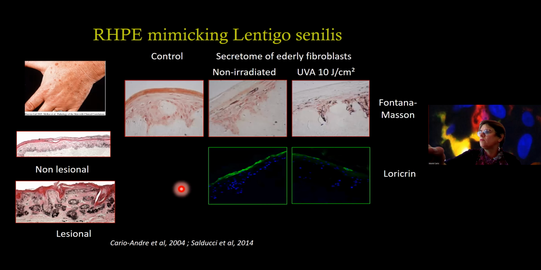And we have succeeded to reproduce this model using elderly fibroblasts we irradiated with UVA during 2 weeks. And as you can see here, after using this secretome, we observe that there is an increase in the retinal and an increase in pigmentation as compared to the control and to the non-irradiated one. And you have a decrease in loricrin, so a decrease in the permeability barrier.